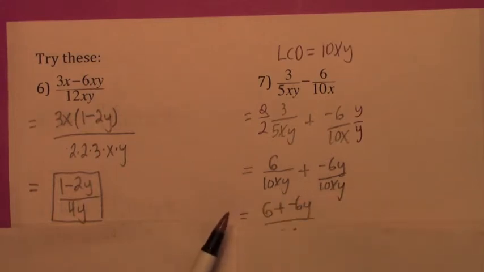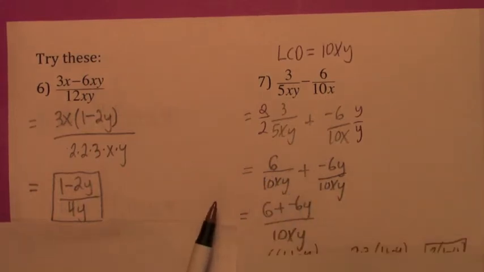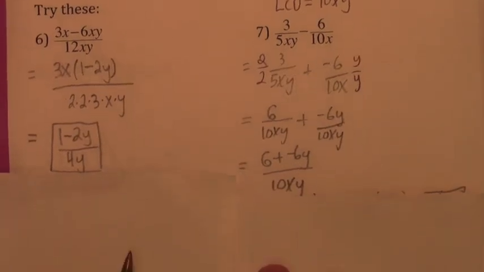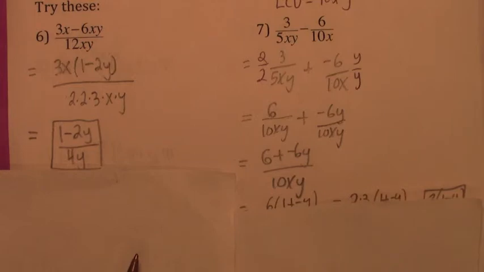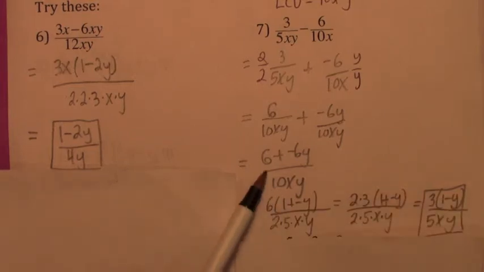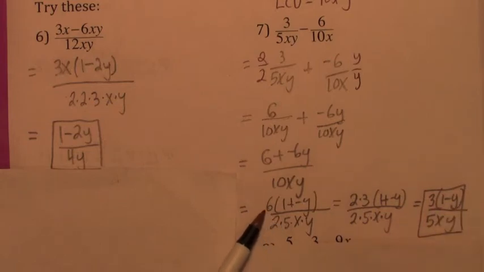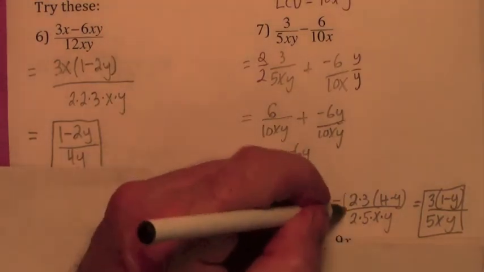When you add them, be careful, these are not like terms, you've got to leave it like that. So are we done? Can we reduce this at all? I say yes. You can factor a 6 out of the top using the distributive law. You factor the bottom into primes. Now let's take the 6 and write it as 2 times 3. Any common factors there? Looks like a 2.